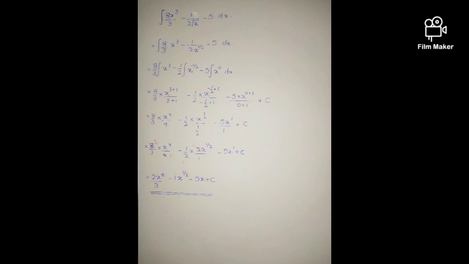Then when you do this simplification, you can understand that 8 over 3 times x to the power 4 over 4, minus half plus this minus half plus 1 turns into plus half divided by plus half. Then you come to the next level, you can cancel out this 8 with 4 and finally it turns into 2x to the power 4 over 3. From the second term, minus half over half turns into minus 1 and x to the power plus half. And this minus x to the power 1 turns into just minus 5x, and we have to add a plus c at the end.